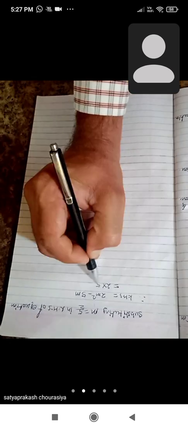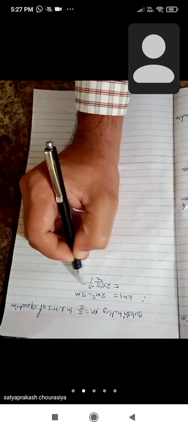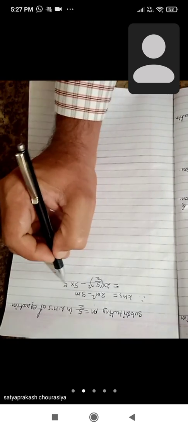Substituting m is equal to 5 upon 2 in the left hand side of the equation. What do we have to substitute in the left hand side of the equation? m is 5 upon 2. Okay, so therefore left hand side is equal to 2m square minus 5m. This is equal to 2 into, now in place of the m what will be written, 5 upon 2, its square, minus 5 into 5 upon 2.